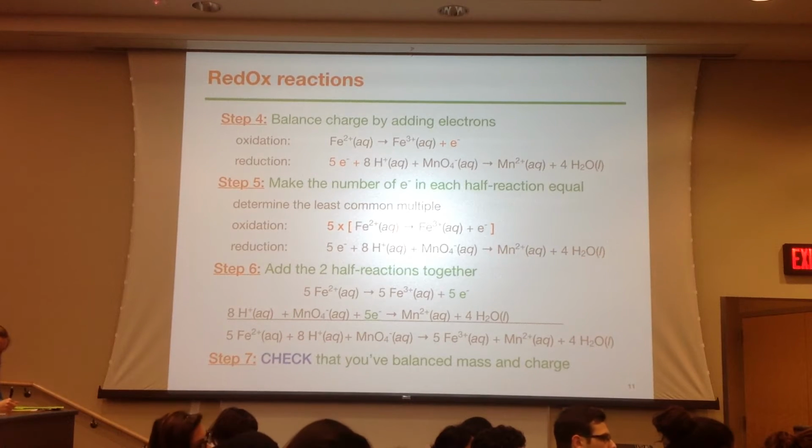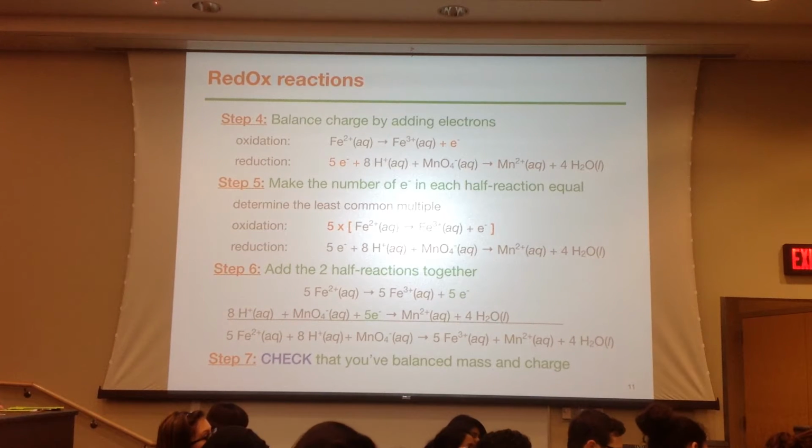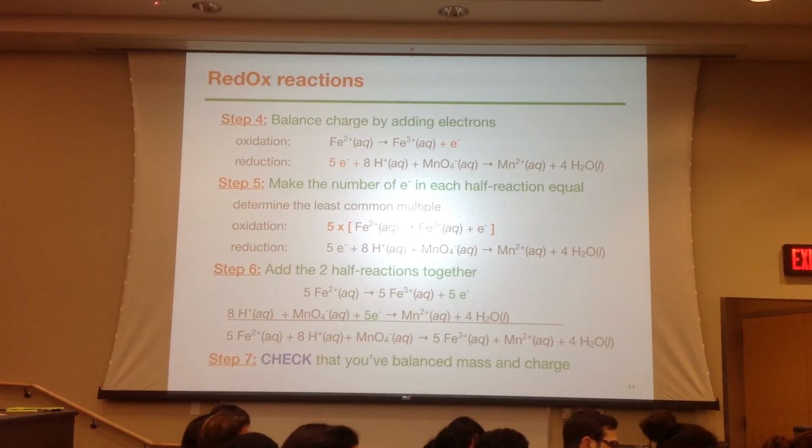5 iron, 5 iron. 8 H's, 4 times 2, 8 H's. 1 manganese, 4 oxygens, 4 times 1, 4 oxygens. Mass is balanced. Check charge. Okay, 5 times 2 plus is a 10 plus. 8 times 1 is 8 plus. So now we have 18 plus minus 1. We need plus 17 on the other side to be balanced. 5 times 3 is 15. Plus 2, 17. Charges are balanced on both sides. Right? So we have, in fact, balanced a redox reaction. All right? Okay, so that's acidic conditions.